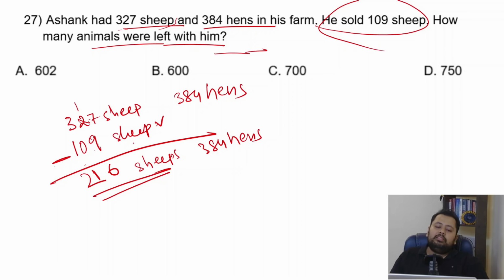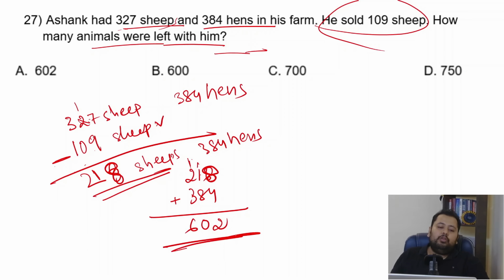So now, how many total animals does he have? He has 218 plus 384. If you do the addition, 8 plus 4 is 12. 1 carried over. 8 plus 1 plus 8 is 17... 1 again carried over. 3 plus 2, 5 plus 1 is 6. 602. Option A is your correct answer. I hope you got this one correct. If you did, give yourself a star.